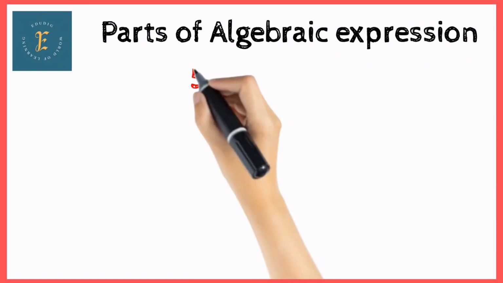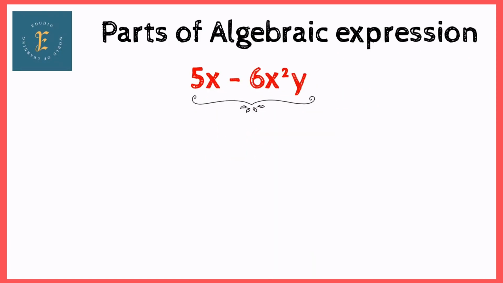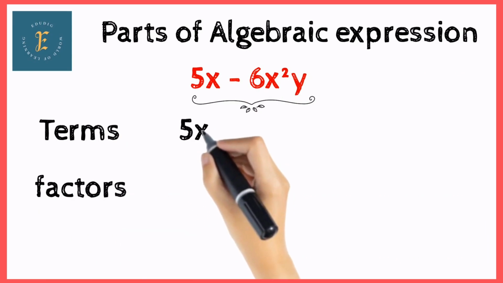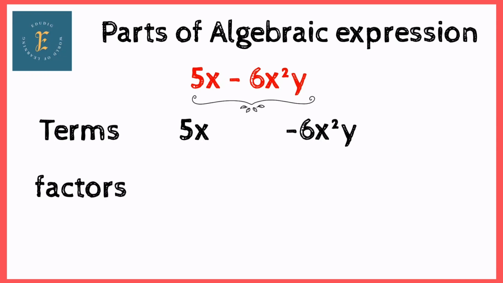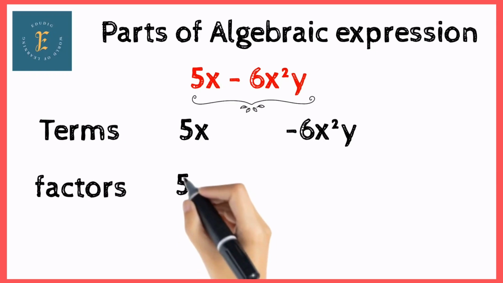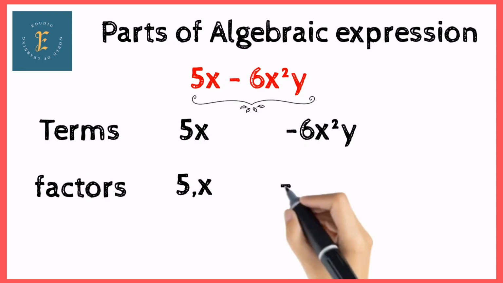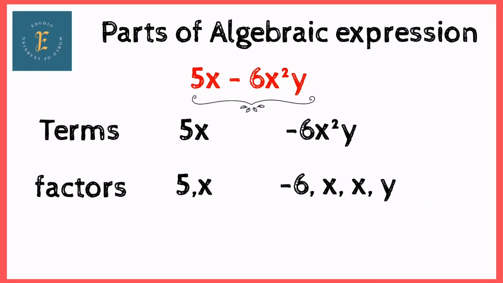Now we will see the parts of algebraic expressions. You already know what the terms are. In this expression you can find the terms 5x and minus 6x square y. These are the two terms of this expression. What are the factors? In the term 5x, 5 and x are the factors, because if you multiply 5 and x, you will get the term 5x. In the same way we can check the factors for minus 6x square y also. The factors of minus 6x square y are minus 6, x and y.